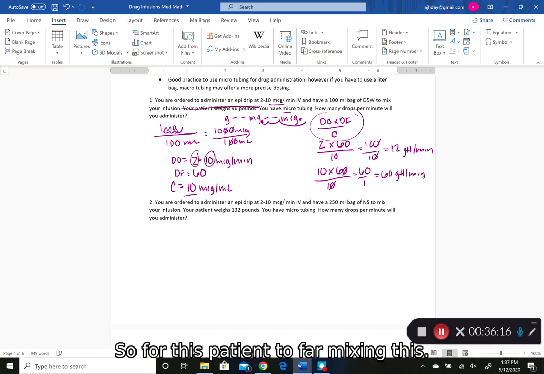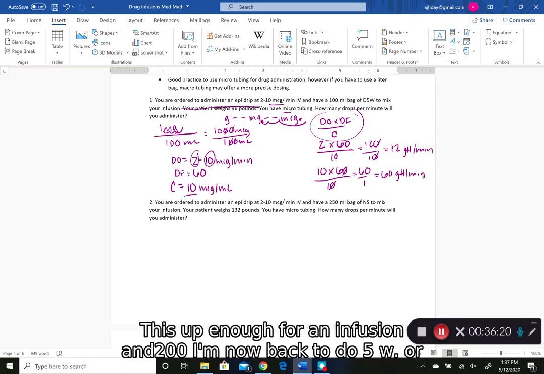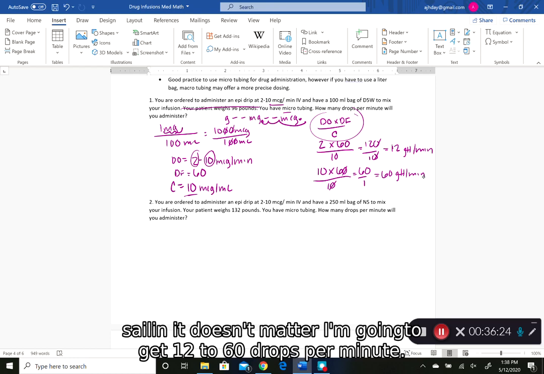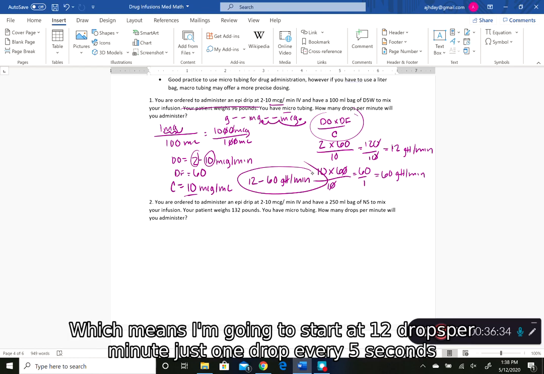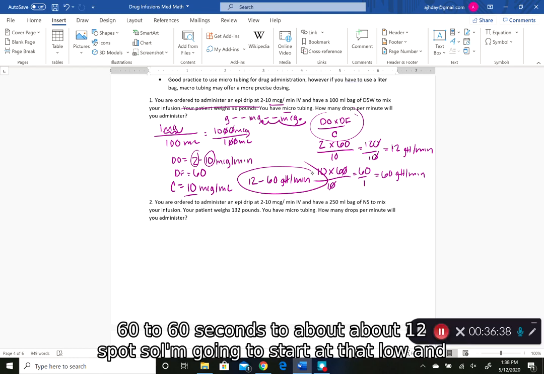So for this patient, if I'm mixing this epinephrine infusion into a 100 mL bag of D5W or saline, it doesn't matter, I'm going to give 12 to 60 drops per minute, which means I'm going to start at 12 drops per minute, which is 1 drop every 5 seconds. 60 seconds divided by 12 is 5. So I'm going to start at that low end.